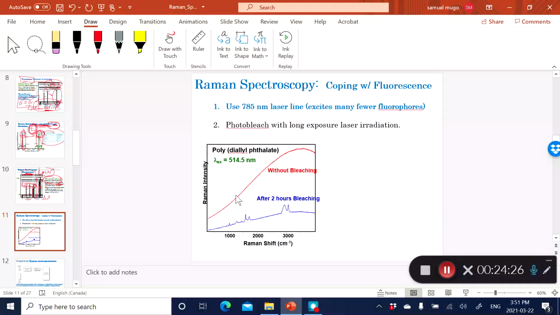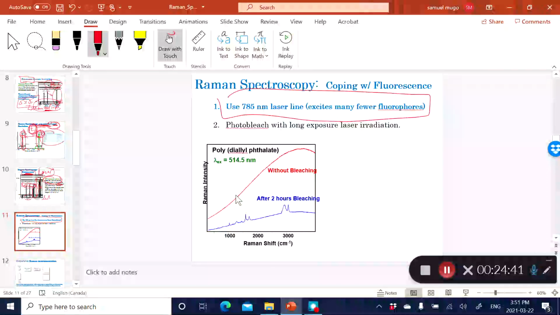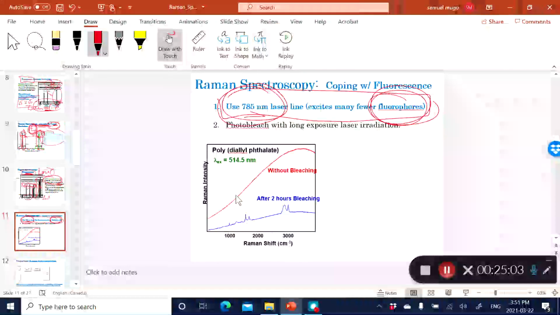And so how do you deal with fluorescence? The way you deal with fluorescence is to play with the laser. So instead of using the very energetic lasers, such as the 514 nanometers, if you're analyzing compounds that can easily undergo fluorescence, or compounds that have a fluorophore, then it's better to use a weaker laser line, such as the red laser line, which is 800 nanometers.